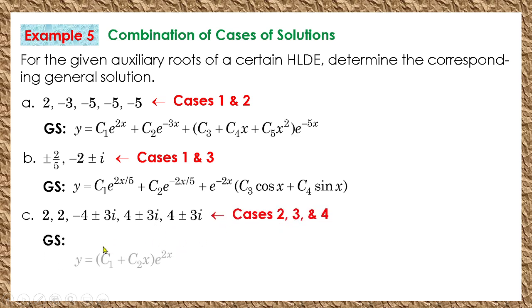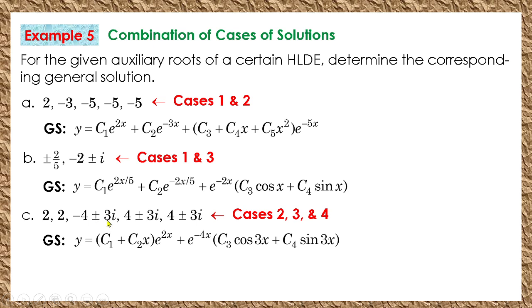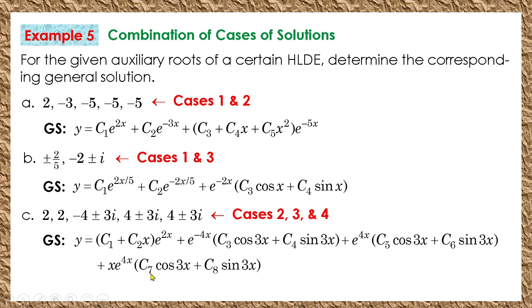Cases 2, 3, and 4. Case 2: C1 plus C2 x multiplied by e to the 2x. Case 3: e to the negative 4x, C3 cosine 3x plus C4 sine 3x. The last two are repeated. First, without x: e to the 4x, C sub 5 cosine 3x plus C sub 6 sine 3x. Then the other one has x: C sub 7 cosine 3x, C sub 8 sine 3x. Okay? So the auxiliary roots you get will be possible combinations of cases.